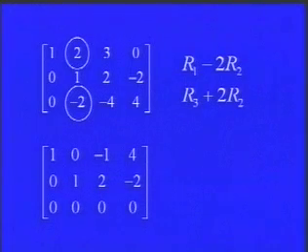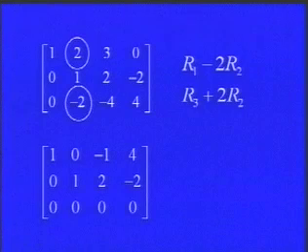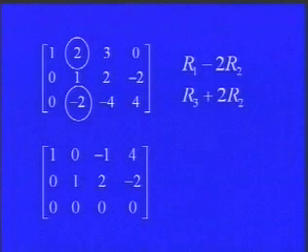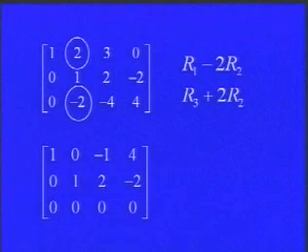What about that third column? Is there any way I can ever make that third column 0, 0, 1? No, there's no way to change that 0 that's in the 3, 3 position. There's no way to change that 0 into a 1 without messing up the zeros before it. So at this point, I'm finished. That is as close as I can get to what I was going for, which was the 1, 0, 0, 0, 1, 0, 0, 0, 1.